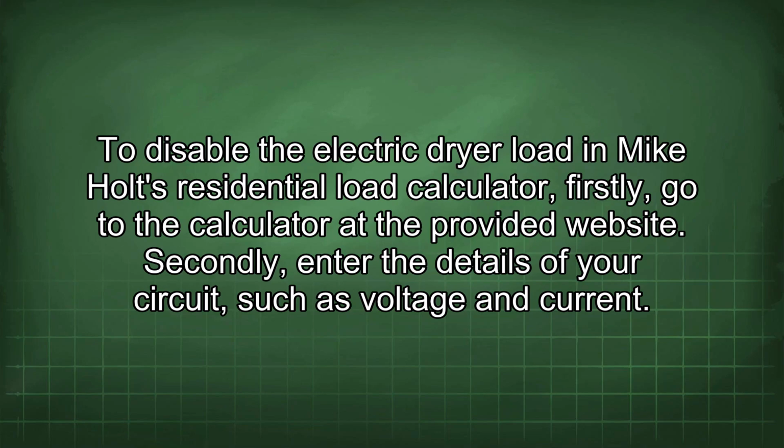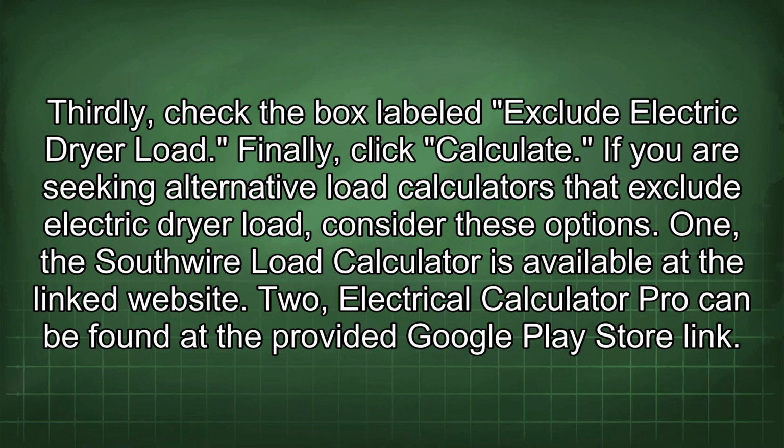To disable the electric dryer load in Mike Holt's residential load calculator, firstly, go to the calculator, the provided website. Secondly, enter the details of your circuit, such as voltage and current. Thirdly, check the box labeled Exclude Electric Dryer Load. Finally, click Calculate.